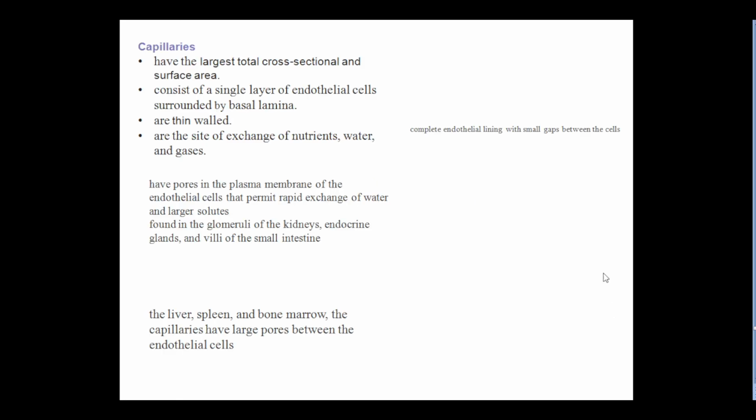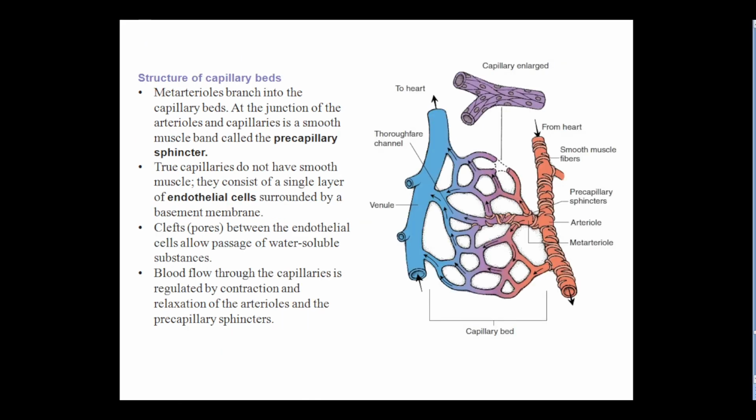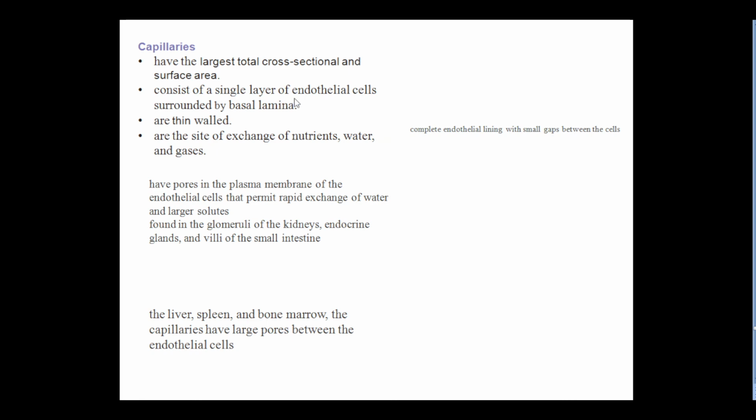Now, one more question about the microcirculatory system. So what do we have here? Capillaries. Microcirculatory bed, it's about capillaries. As you know, capillaries have the largest surface area, and they consist of a single layer of endothelial cells.